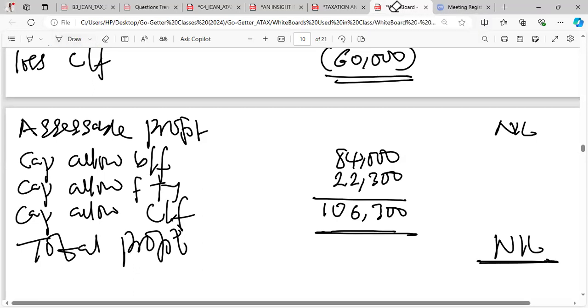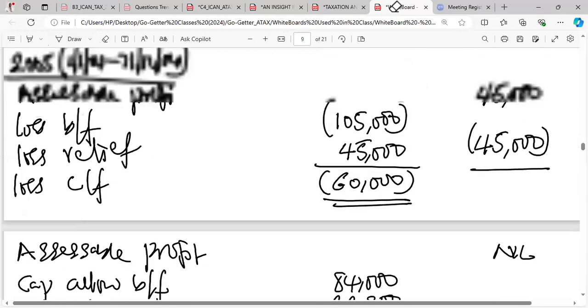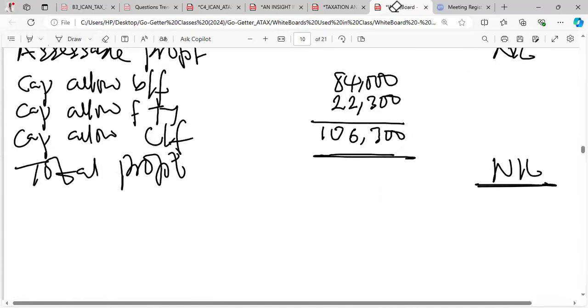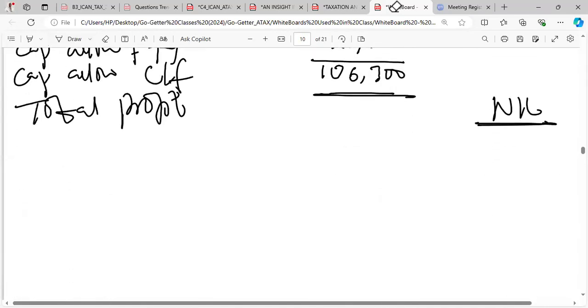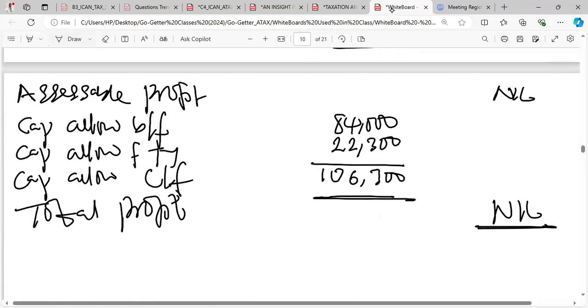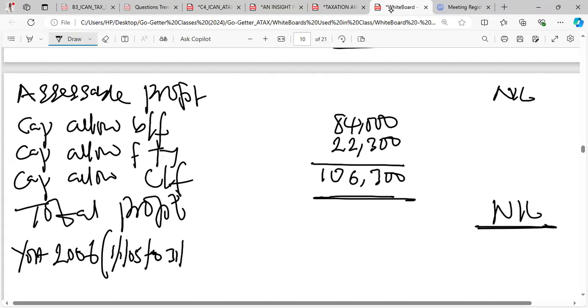Then we go to the next year. We just finished doing 2005, so we'll go to 2006. Year of assessment 2006, January 1, 2005 to December 31st, 2005.